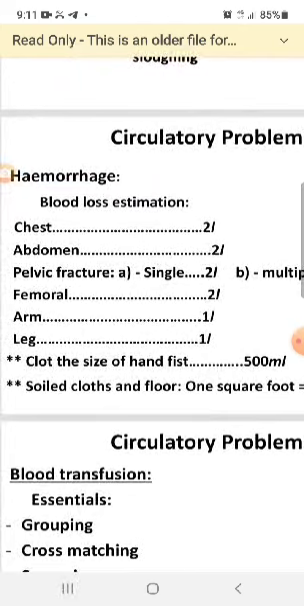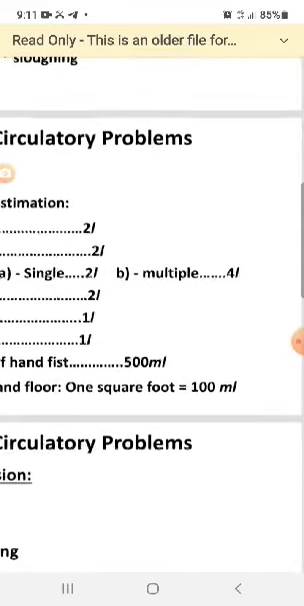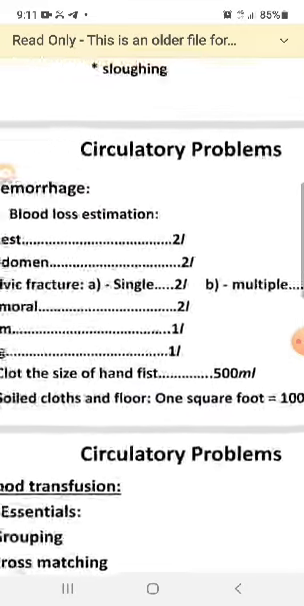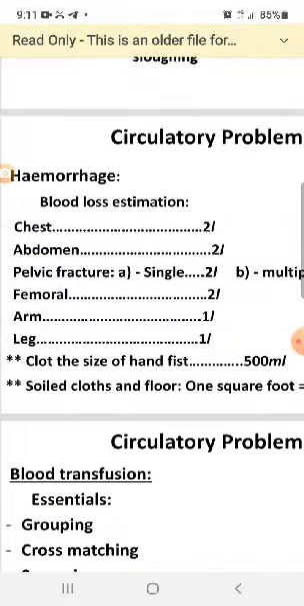If you have trauma to the chest, it will bleed up to 2 liters inside the chest. Abdomen, you will also have up to 2 liters inside the abdomen. In pelvic fractures, if it is a single fracture, it can be up to 2 liters. If it is multiple fractures, it can be up to 4 liters. If it is a femoral fracture, it is up to 2 liters. If there is a fracture of the arm, it is up to 1 liter. If it is a fracture of the leg, it is up to 1 liter.